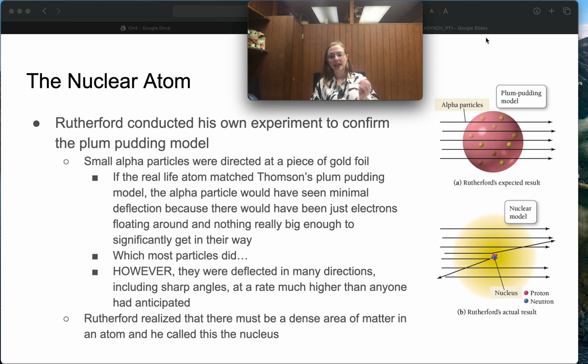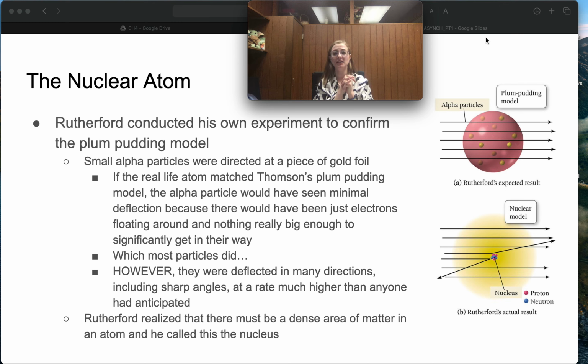Well, if atoms were really this sphere of positive charge, this empty volume of positive charge with just these little teeny tiny dots of negative electrical charge in it, those electrons, then those alpha particles are just basically going to pass right through that all the time. Those electrons, they're kind of floating around. They're not really going to get in the way. There's not a lot of space they're taking up. They're not huge.